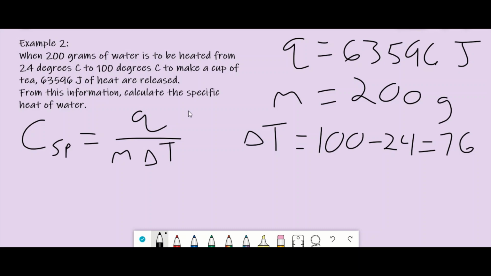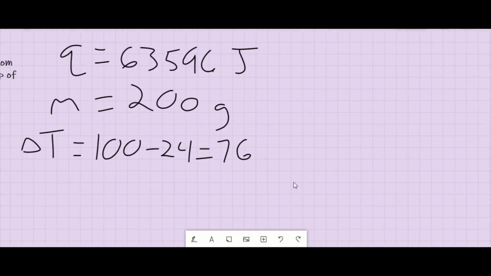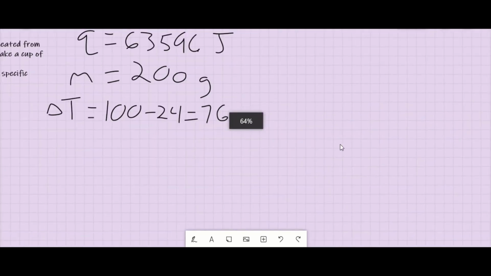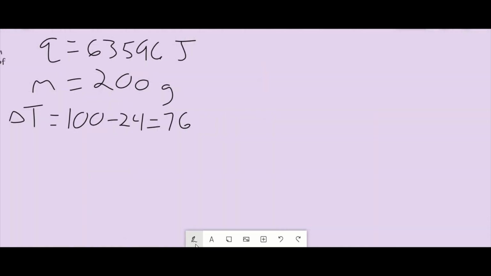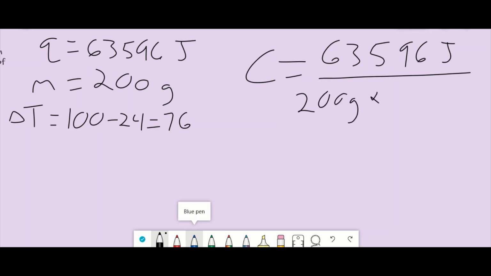So this next part, we have to actually calculate this out. All right. So we're going to take this and we'll put C is equal to, remember Q's on the top, 63,596 joules over 200 grams times 76 Celsius, or you can make it Kelvin. So what we're going to do is 200 times 76, and make sure that's in degrees.